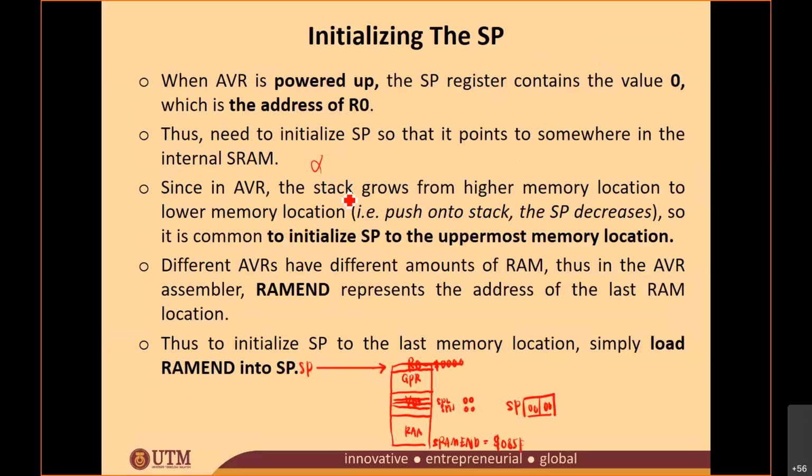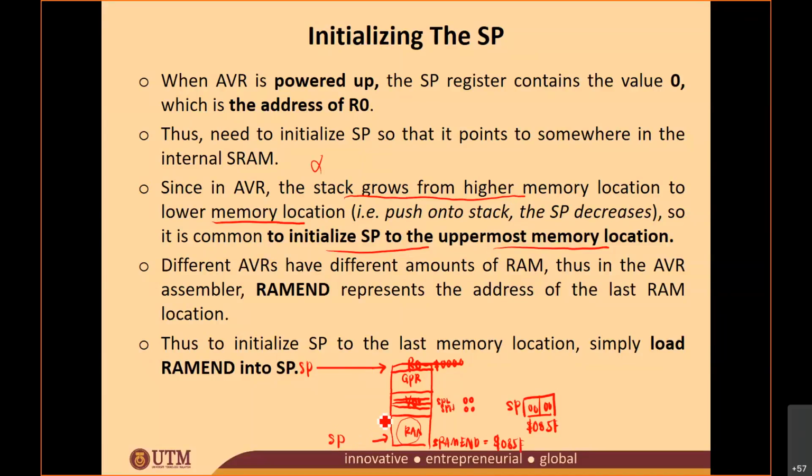That is wrong. By right, the stack pointer must be inside your RAM, and cannot be in the GPR or in the IO. It should point inside your RAM. Since in AVR the stack grows from the higher memory location to the lower memory location, it is common to initialize your stack pointer to the uppermost memory location. So instead of the stack pointer pointing to address 0000, you need to initialize it so that it points to the uppermost memory of your RAM, which is your RAM end. The stack pointer should point to address 085F here. This is the uppermost memory location.